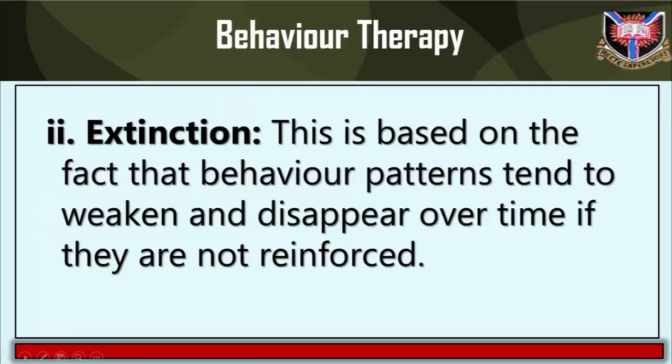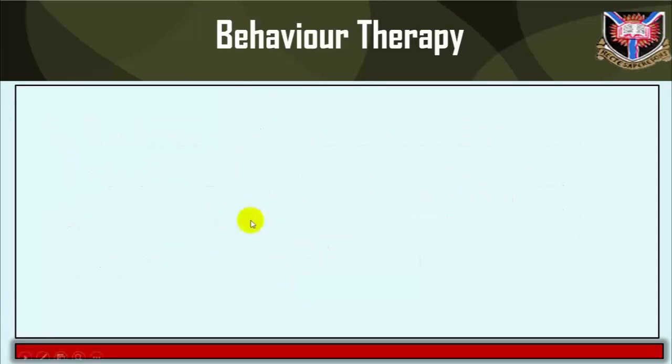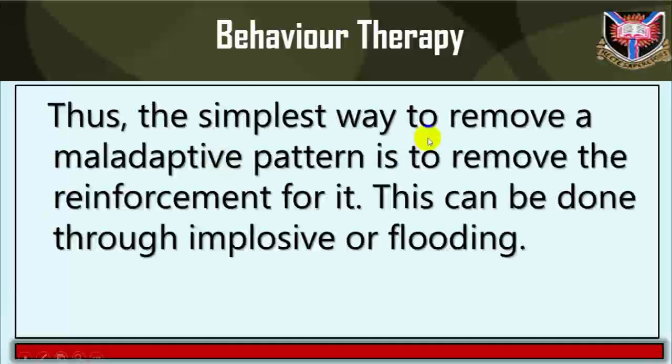2. Extinction. This is based on the fact that behavior patterns tend to weaken and disappear over time if they are not reinforced. Thus, the simplest way to remove a maladaptive pattern is to remove the reinforcement of it. This can be done through implosive offloading.